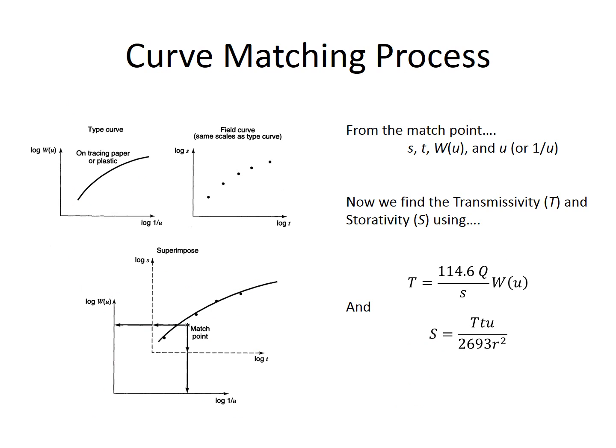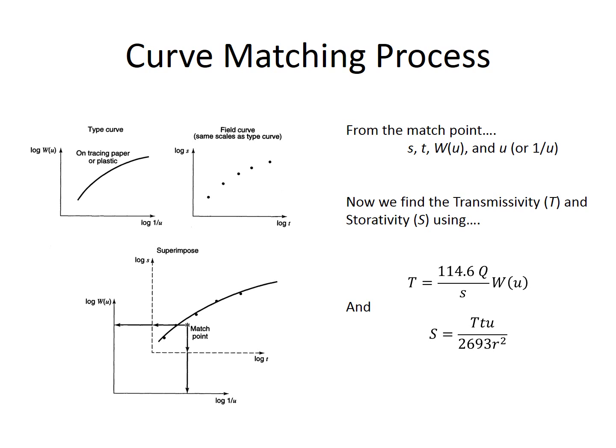Matching process. We have, on two different pieces of paper, one involving W(u) versus 1/u, and the other with log of drawdown, or just drawdown. We never actually have to take the log of anything since we're plotting on log-log paper. So you plot the drawdown versus time on the log-log paper, and then you take those observations and slide them across the type curve until the data happens to fall directly on the type curve. Once you do that, you can pick any point.